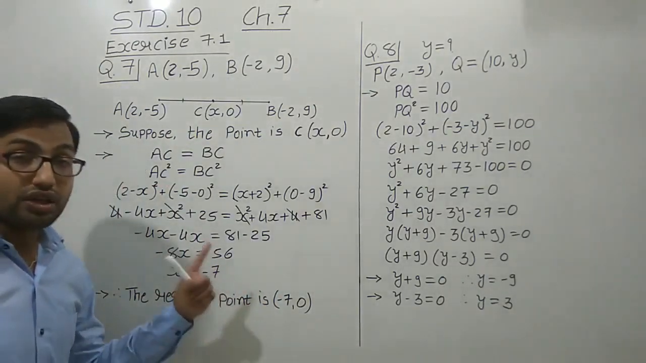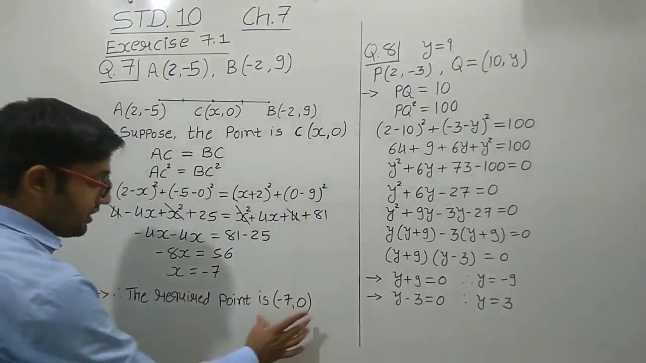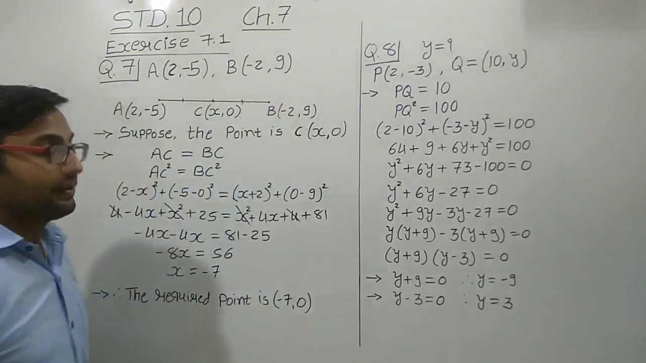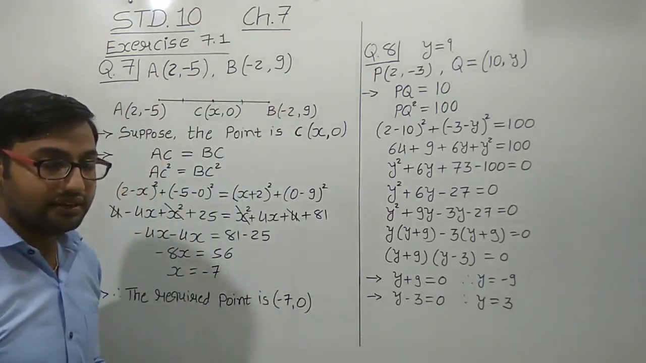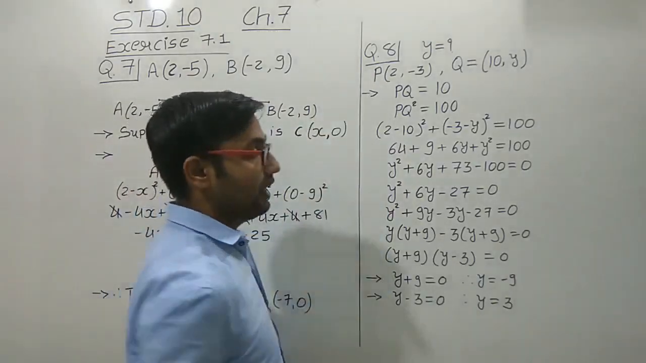This point is on the x-axis, that is why its y coordinate is 0, and this point is equidistant from the point A and B. Understand? Okay.